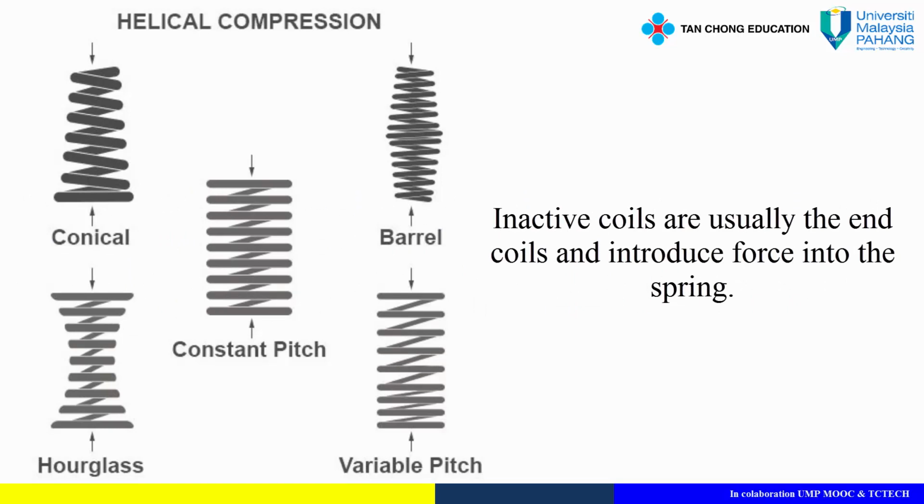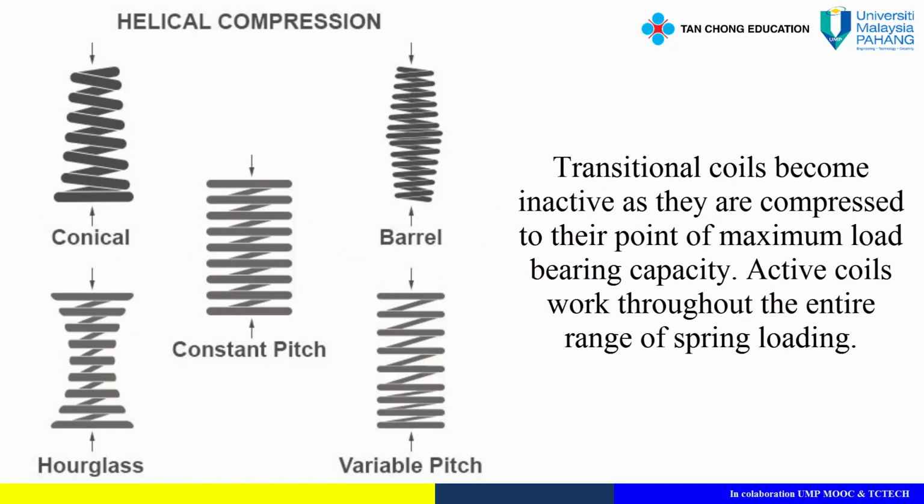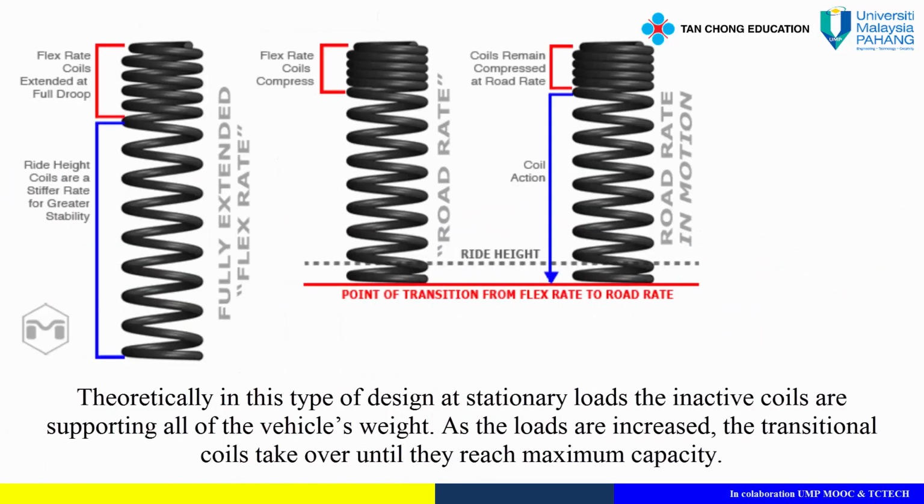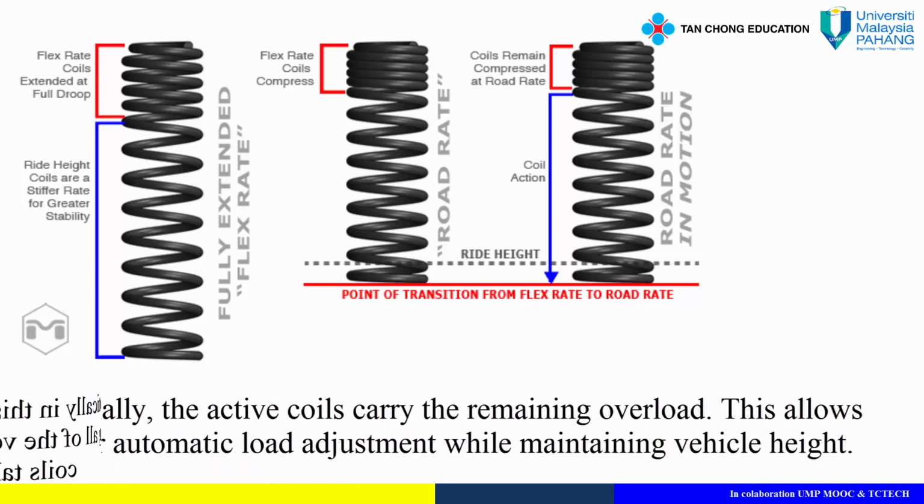Inactive coils are usually the end coils, and introduce force into the spring. Transitional coils become inactive as they are compressed to their point of maximum load-bearing capacity. Active coils work throughout the entire range of spring loading. Theoretically, in this type of design, at stationary loads the inactive coils are supporting all of the vehicle's weight. As the loads are increased, the transitional coils take over until they reach maximum capacity. Finally, the active coils carry the remaining overload. This allows for automatic load adjustment while maintaining vehicle height.